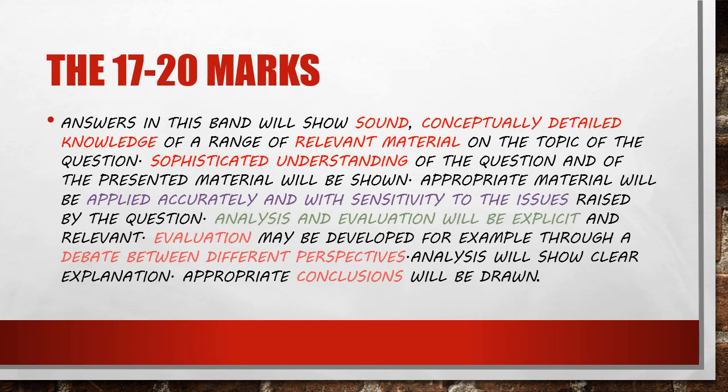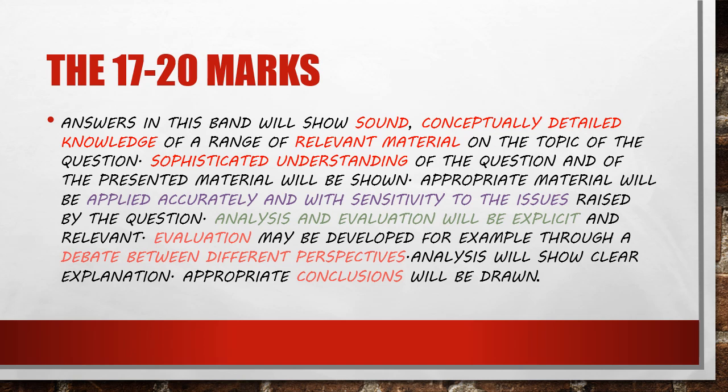Just look at the mark scheme. It says it has to be sound, so no mistakes, no inaccuracies. Don't make silly mistakes. Conceptually detailed knowledge. So you've learned a new language, use it. It's your sociological language. No informal conversational writing should occur. It should be very formal. Should be relevant material, sophisticated understanding. Well, you're going to be sophisticated if you use those key concepts and the theory, and apply it accurately with sensitivity to the issues. So keep going back to that question.